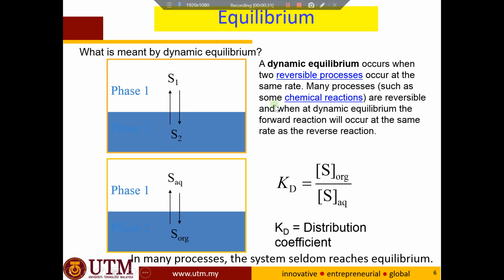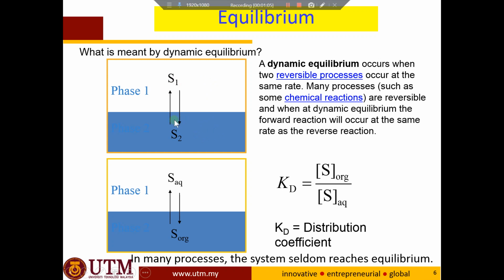Okay, many processes such as chemical reactions are reversible. At dynamic equilibrium, the forward reaction will occur at the same rate as the reverse reaction. So dia macam cycle lah, S1 goes to S2, S2 goes to S1 at the same rate. Dia akan bergerak dalam keadaan yang sama. In many processes, the system seldom reaches equilibrium. So dia sama ada ke depan atau terlebih sikit ke belakang. Just imagine it as the titration when you change the milky solution into the dark blue one.